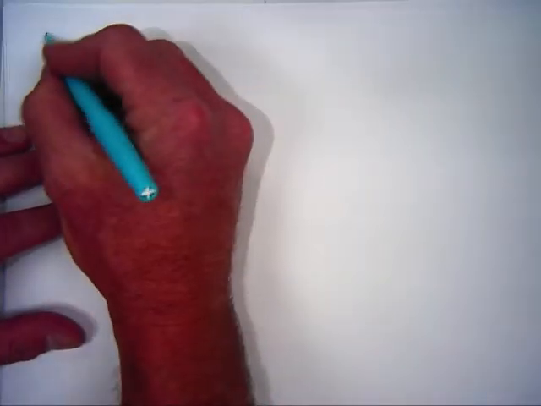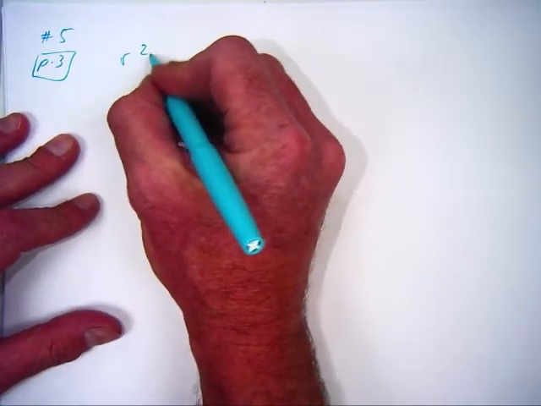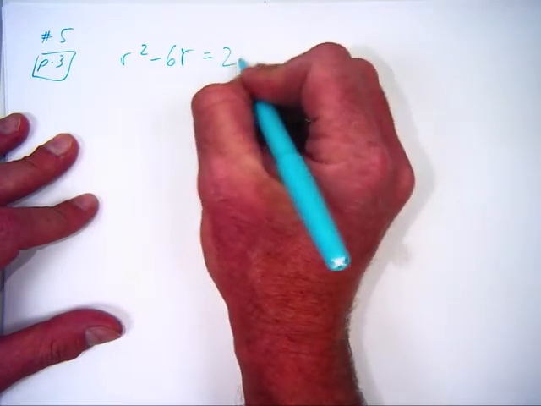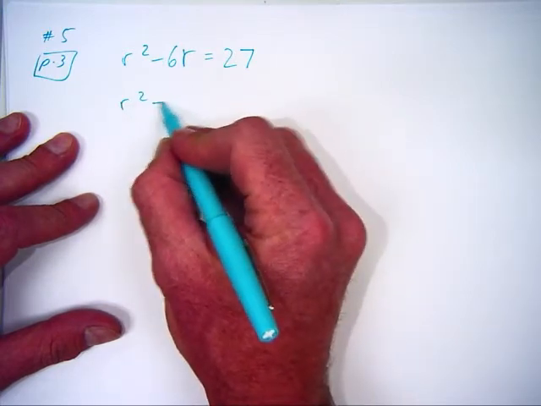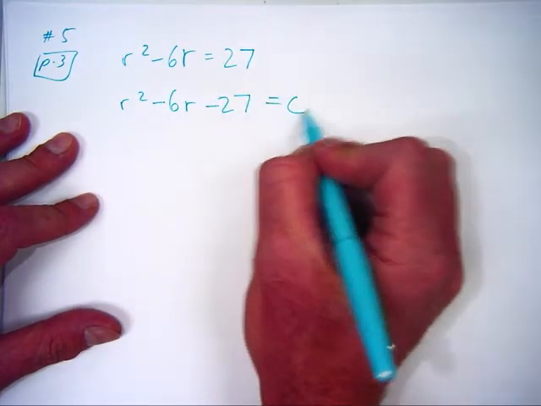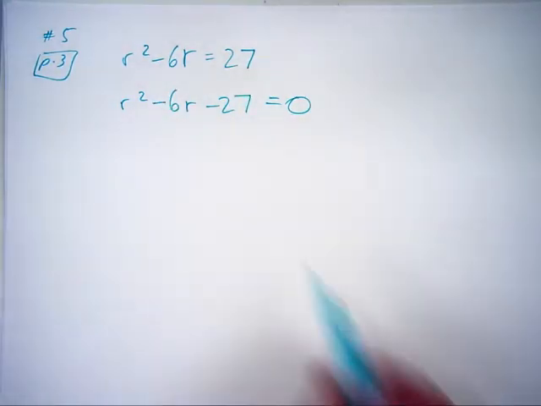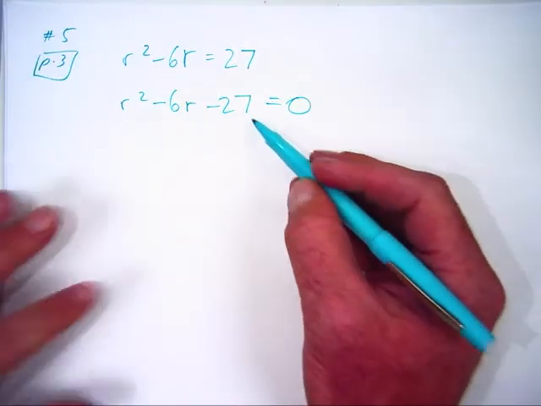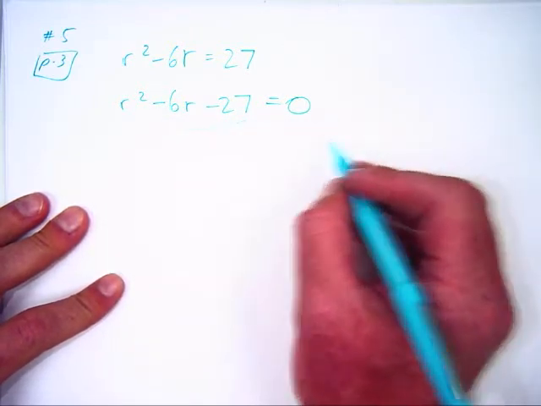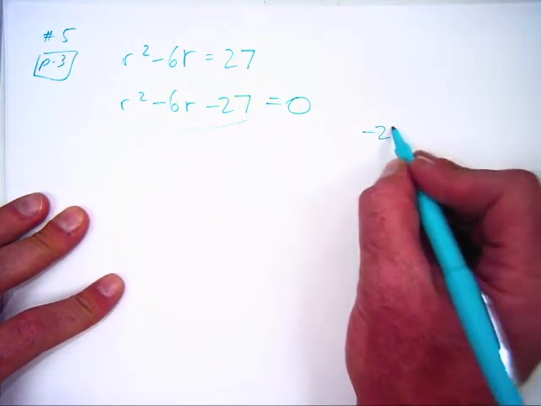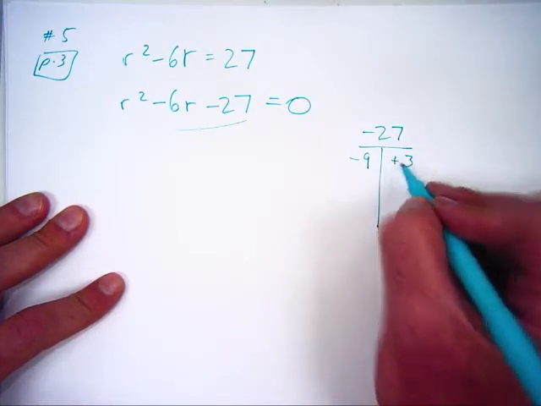Let's look at number 5, page 3. We have r squared minus 6r equals 27. Can't do this any other way than subtracting 27 on both sides, setting it equal to 0. If you have an r squared and an r on the same side, or in the same problem, you're going to have to solve it by factoring at this point. So again, this is a trinomial with no coefficient here. So the easiest thing to do is just to think of what multiplies to negative 27 that adds to negative 6. I'm thinking negative 9 and positive 3.